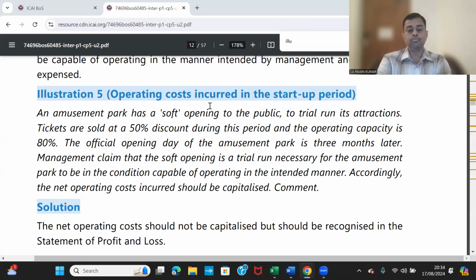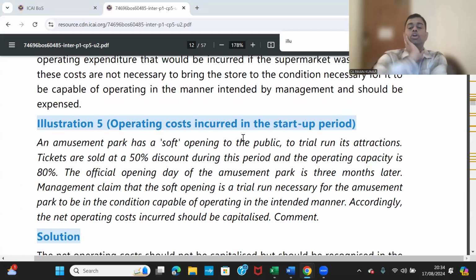Tickets are sold at a 50% discount during this period, and the operating capacity is 80%. The official opening day of the amusement park is 3 months later. Management claimed that the soft opening is a trial run necessary for the amusement park to be in the condition capable of operating in the interim manner. Accordingly, the net operating costs incurred should be capitalized. Comment. What do you think?